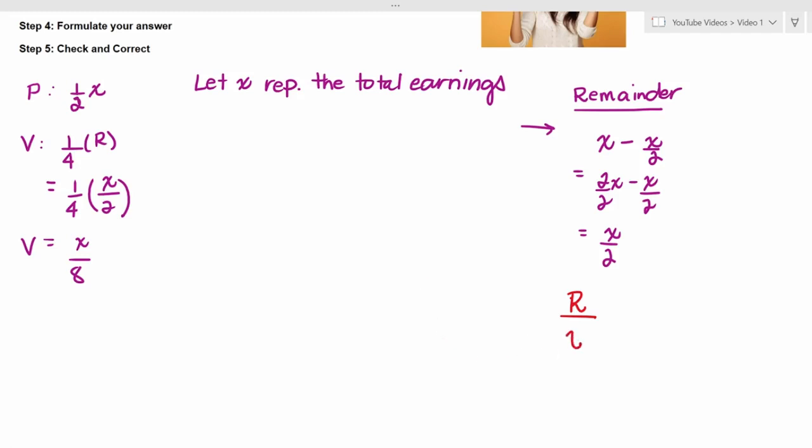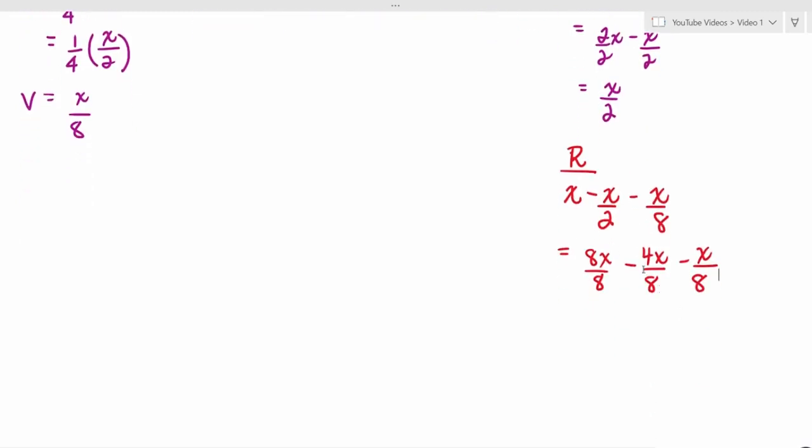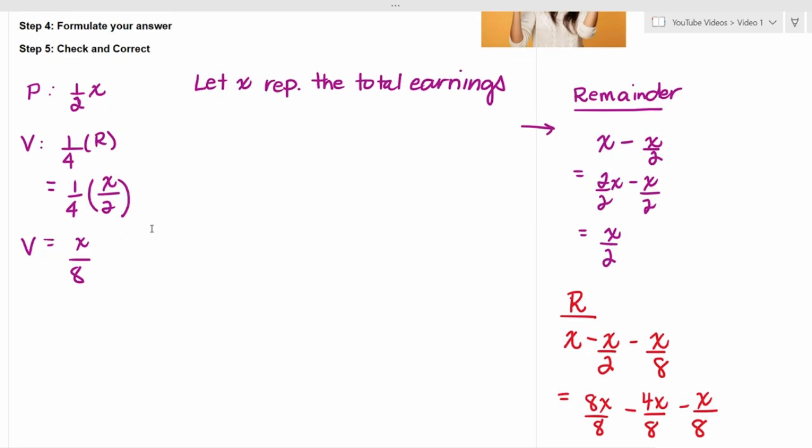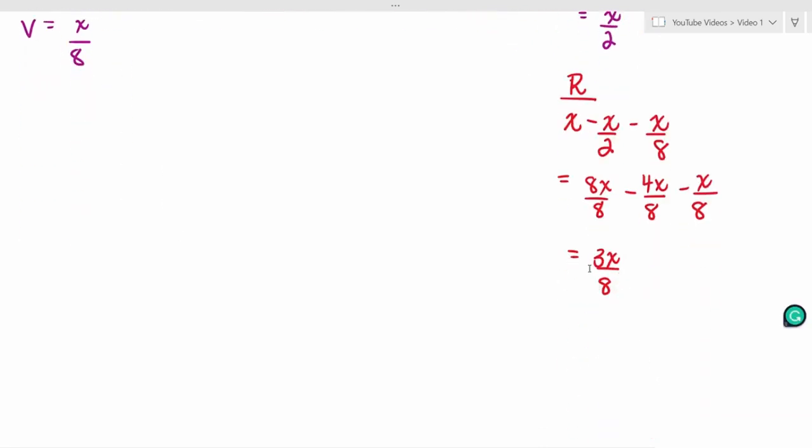We originally had x. Then the president took half of that. And now the vice president is taking 1/8 of that. So the remainder, we're going to have to find a common denominator here. I'm going to make it 8, so 8x over 8. If I make this an 8, that means I multiplied it by 4, so the top is now 4x. And this can just stay as x over 8. So what is 8 take away 4 take away 1x? It's going to be 3x over 8. So the remainder, whatever's left after the president and vice president took their share, is 3/8 of x.